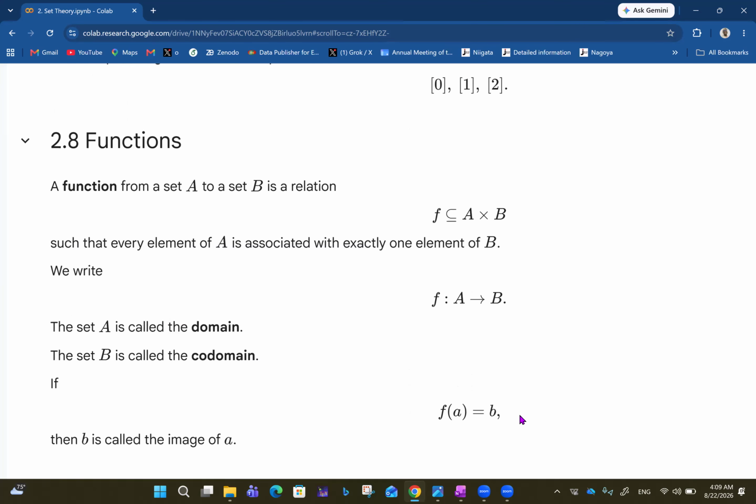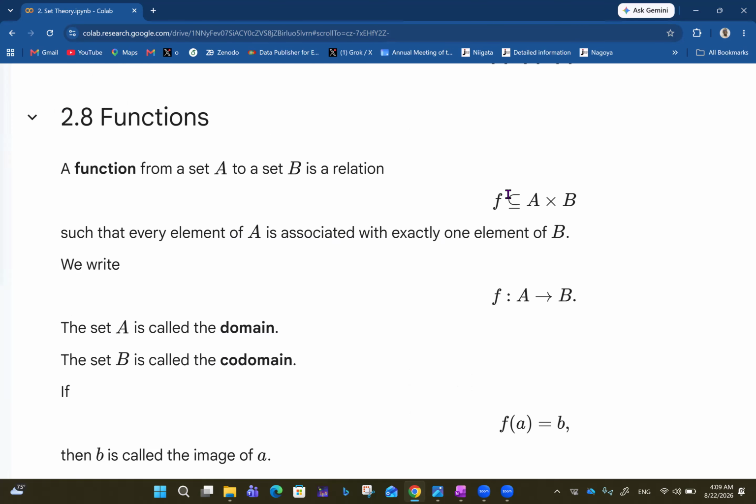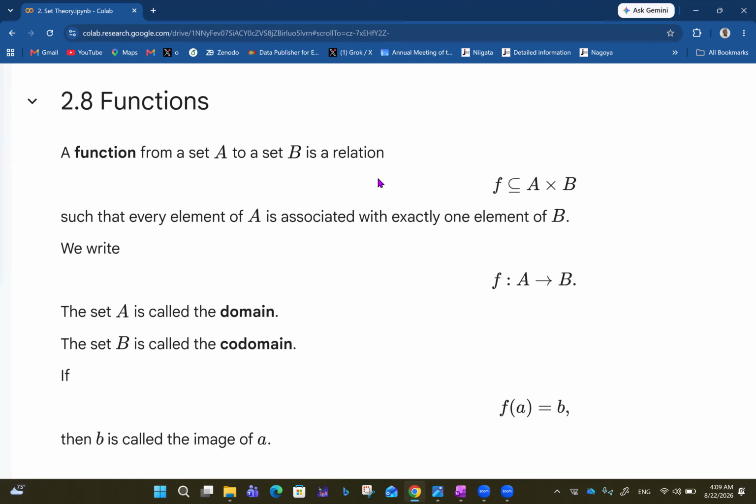A function from a set A to set B is a relation. So a function is a relation, more or less. So we say a function, which is also a subset of a Cartesian product, such that every element of A is associated with exactly one element of B. So we write f maps A to B. So the set A is the domain, while B is the codomain. So if f of a is equal to b, then b is called the image of a.